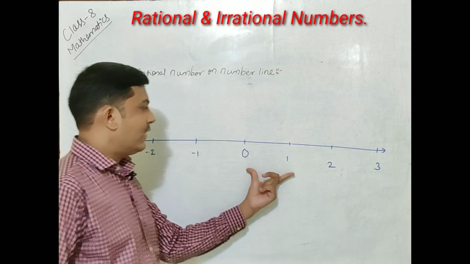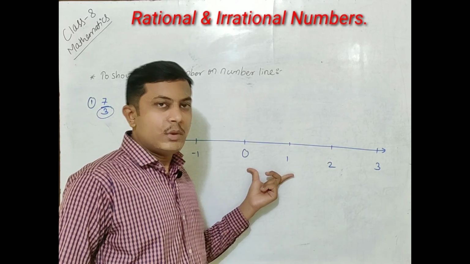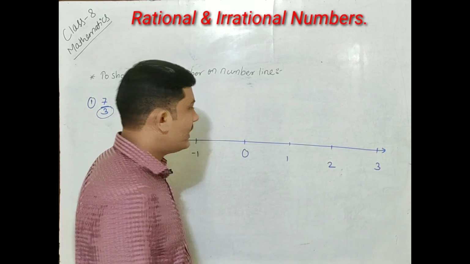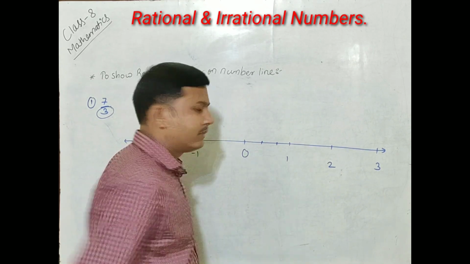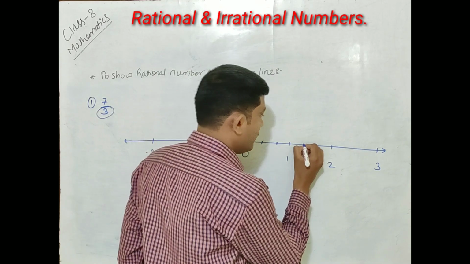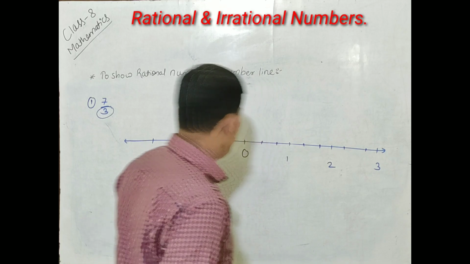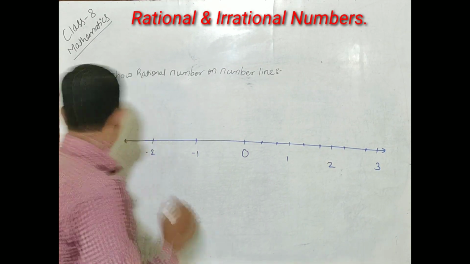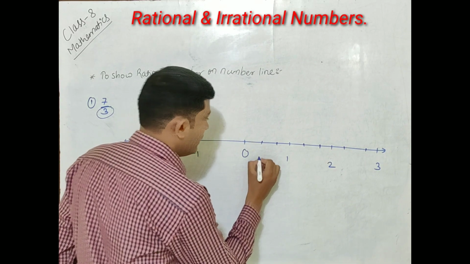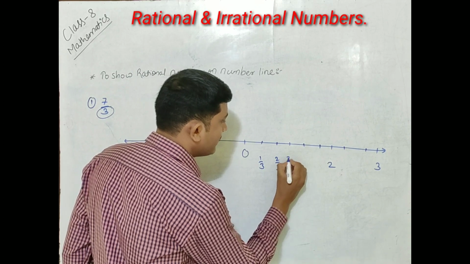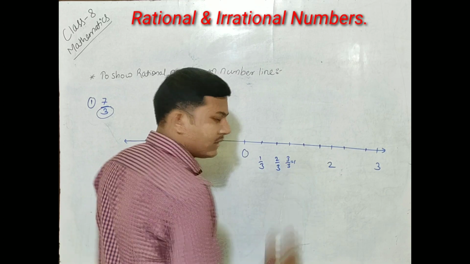The one unit after the 0, that is 0 to 1, this is 1 unit, it is divided into 3 equal parts. In the same way, each unit is divided into 3 equal parts. Now the denominator is 3, means what?